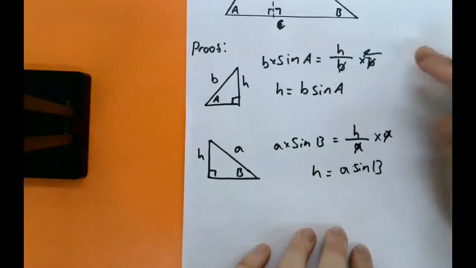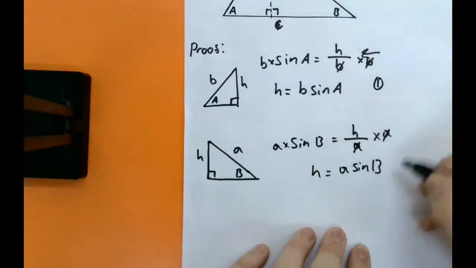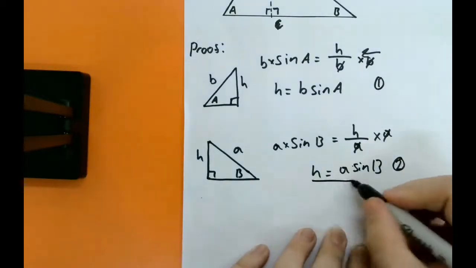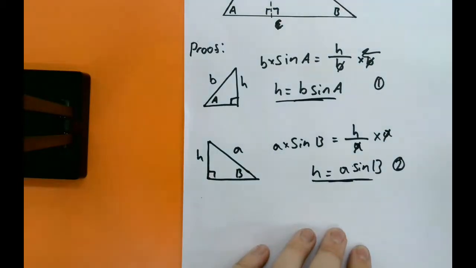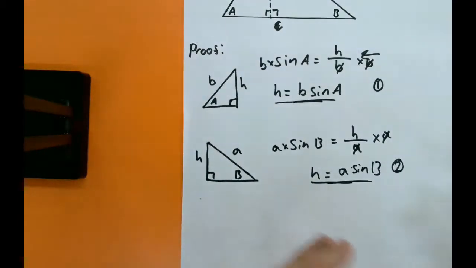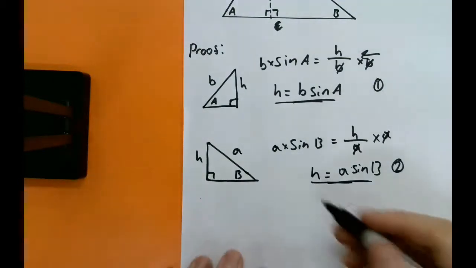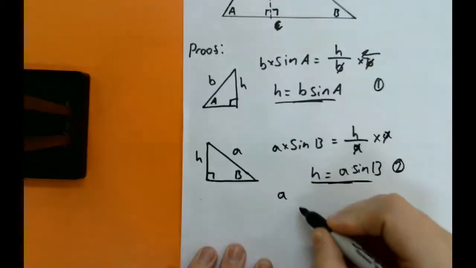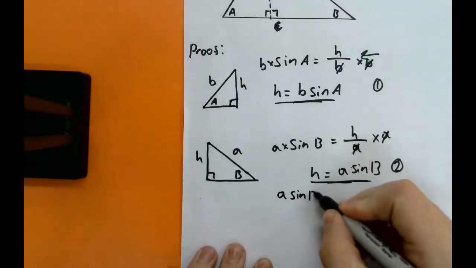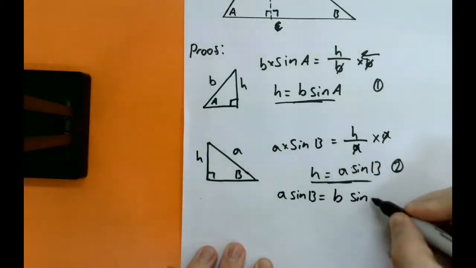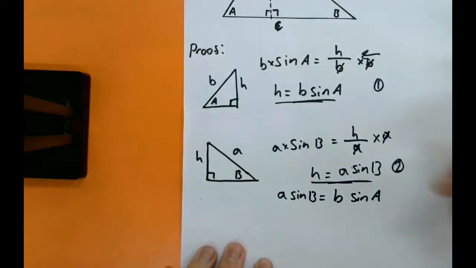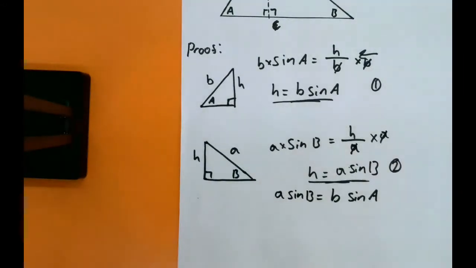So now we have two equations here. We have equation 1 and we have equation 2. Both of them, you'll notice, are equal to H. And if they are both equal to the same thing, we are able to let them equal each other. So now we have A sine B is equal to B sine A. We've established that just by letting this equation equal to this one. We are able to do that.